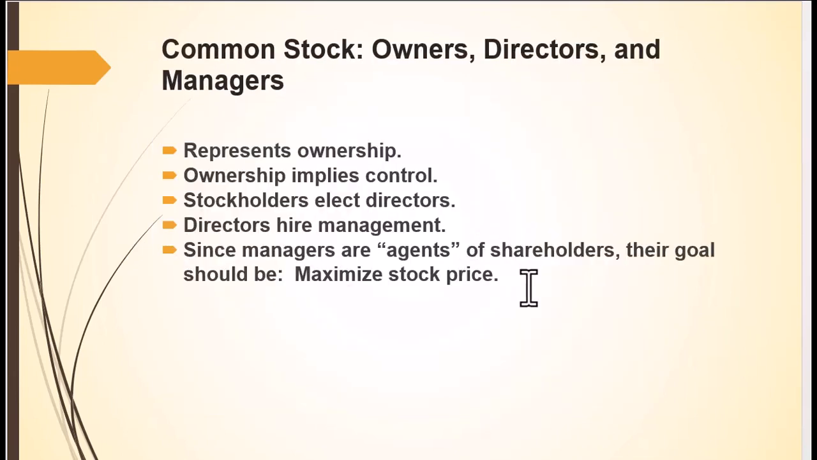So, what do we need to know about stocks, right? We know that it represents ownership. Ownership implies control. So, who actually controls the company? Now, stockholders essentially elect directors. Directors hire management. So, management is really who controls the company. Since managers are agents of shareholders, their goal should be to maximize stock price.